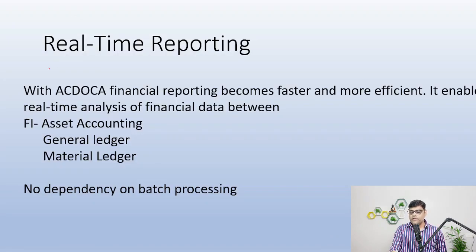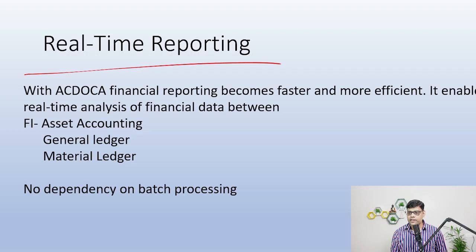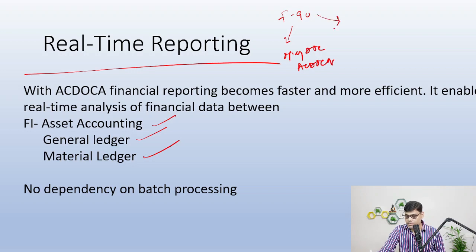Now coming to the next point. The next point is real-time reporting. Real-time reporting means that with ACDOCA, our financial reporting becomes much faster and more efficient. How? Because as I said, there is real-time reconciliation and real-time analysis between asset, GL, material ledger, COPA, anything. The moment you make an F-90 entry, at that time we are going to have one operation document in your ACDOCA table, and immediately we have ledger data in your ACDOCA table. So this is how it is simply real-time reporting.